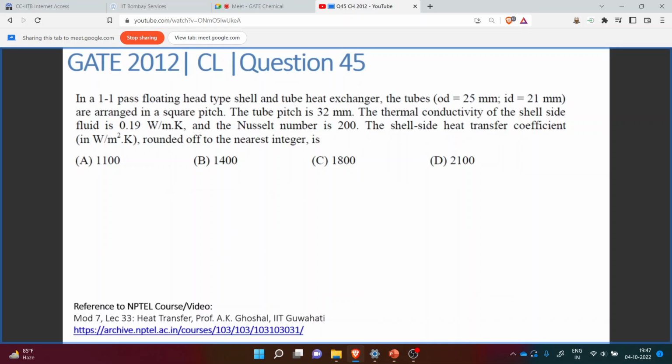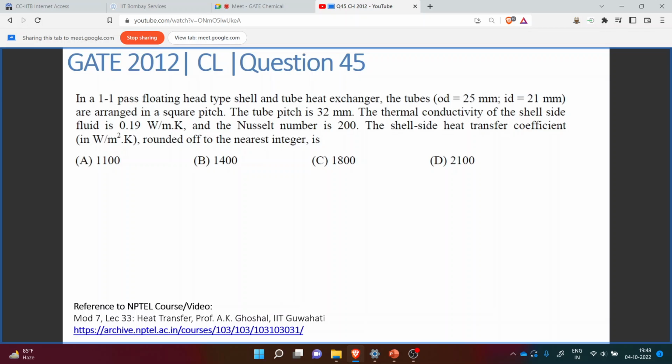We are solving question 45 of GATE 2012 chemical engineering paper. The question is, in a 1-1 pass floating head type shell and tube heat exchanger, the tubes with outer diameter 25 mm and inner diameter 21 mm are arranged in a square pitch. The tube pitch is 32 mm. The thermal conductivity of the shell side fluid is 0.19 watt per meter Kelvin and the Nusselt number is 200. The shell side heat transfer coefficient in watt per meter square Kelvin, rounded off to the nearest integer, is given by which of the following options?